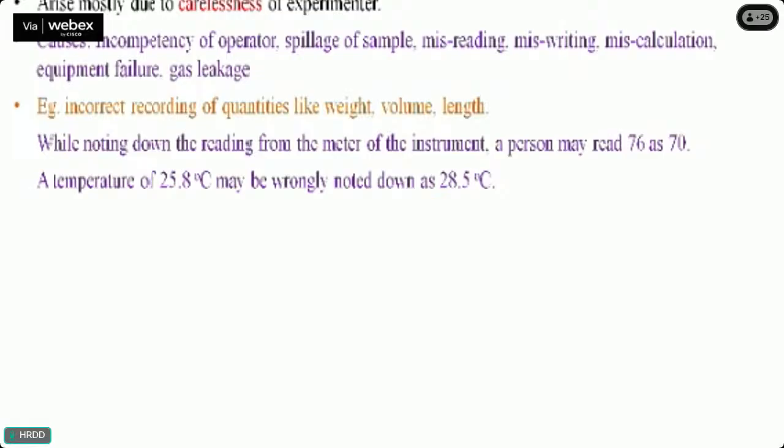Sometimes it may so happen that measurements are right, but while noting down, you have made a mistake. That is also a type of error. It is 25.8, but you have written 28 point. That is quite obvious. It may happen like that. You may write down as 28.5. It is very difficult at that point of time to pinpoint if this was an error.